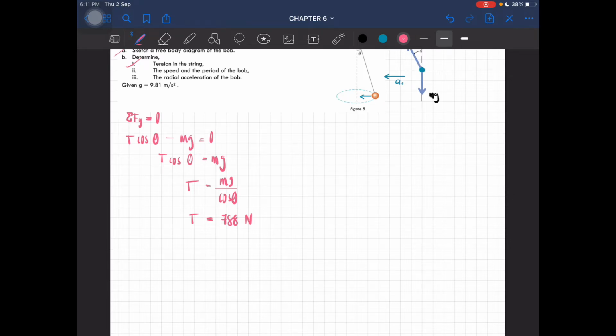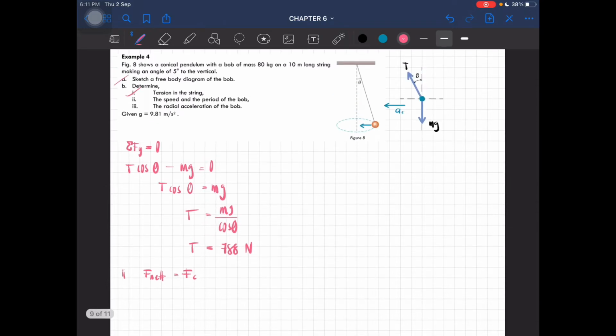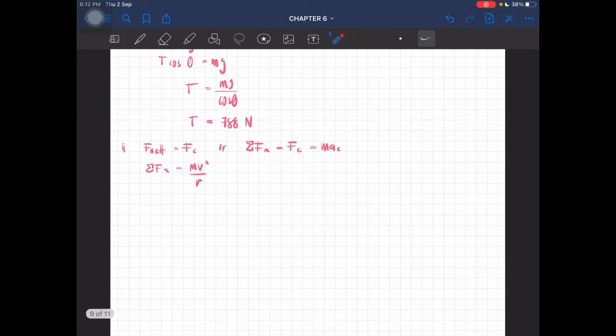Okay, so the speed can be calculated using the formula net force F net equal to the centripetal force. Okay, so now the net force is the x component, or total force at x, which is equal to mass times centripetal acceleration, ma_c. Okay, so total force at x is equal to mv squared over r. The v squared over r comes from the centripetal acceleration. Okay, just substitute v squared over r there.